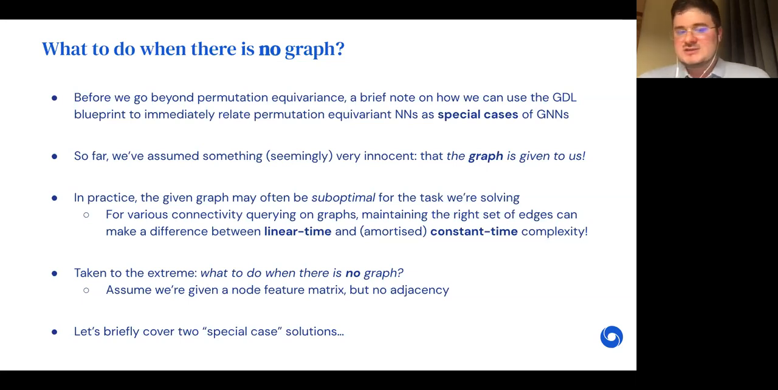And we can take it to the extreme, right? There are irregularities in the graph itself, but what if I don't give you a graph to begin with? So imagine we just have a node feature matrix, but there's no adjacency.